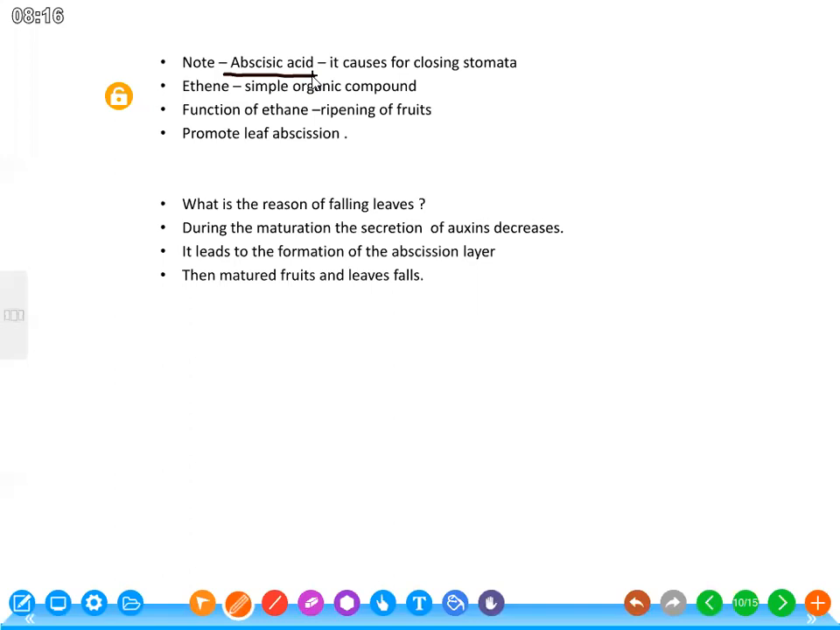Next one, ethene. This is a simple organic compound. The functions of ethene are ripening of fruits and also promoting leaf abscission. Okay, these are the functions of ethene.